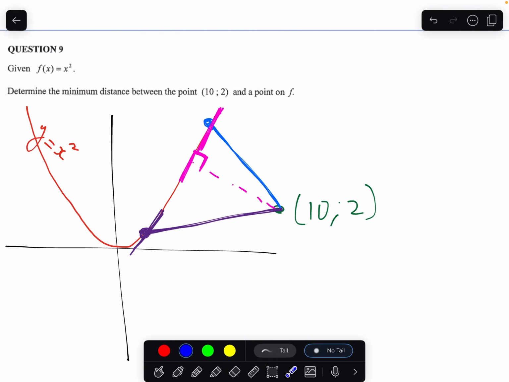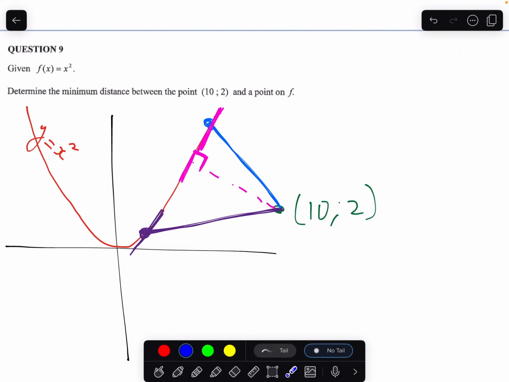For as long as this angle is not 90, this distance is not optimized, because it's almost like a hypotenuse in a right-angled triangle. If you were to join this point to something that is a 90-degree drop to the parabola, that would be a shorter distance than this. This is a shorter distance than that. So this distance is optimized when this meets the parabola at 90 degrees.